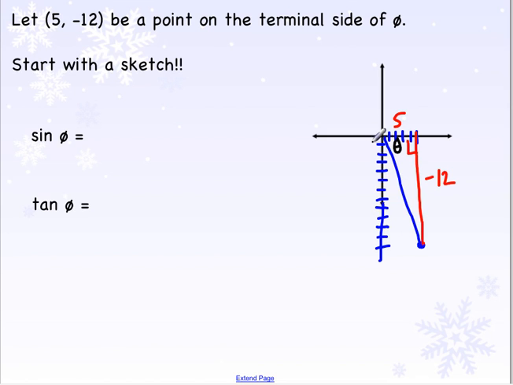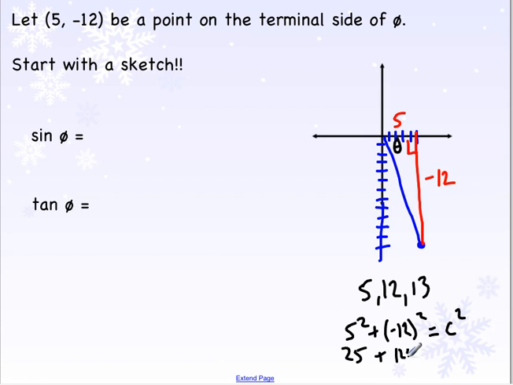So right now, I have the opposite side of the angle and I have the adjacent side of the angle. I need to figure out the hypotenuse. So you might recognize that it's a 5, 12, 13 triangle. 5, 12, 13 triangles are common right triangles. But let's say you didn't know that, so you did Pythagorean theorem. 5 squared plus negative 12 squared equals the hypotenuse squared. You could do it that way as well. So 25 plus 144.